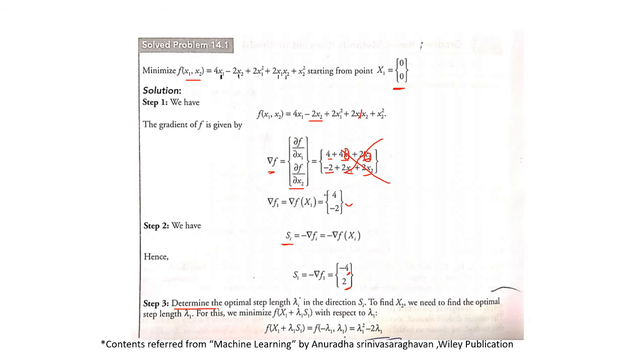What was our third step? In the third step we need to find the optimal step length, which is lambda 1. That was the component we are supposed to find in the direction of S1. We calculated that S1 is equal to minus 4 and 2, right? And we need to find the lambda value, which is the step length in the direction of S1. Again, this will be represented using f of minus 4 lambda 1, 2 lambda 1.